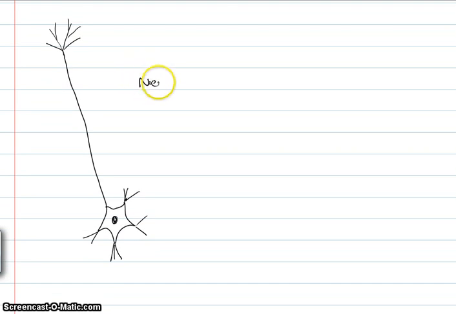Now, these are nerve cells. This is a nerve cell. And, of course, the nerve cell, its job is to carry messages.